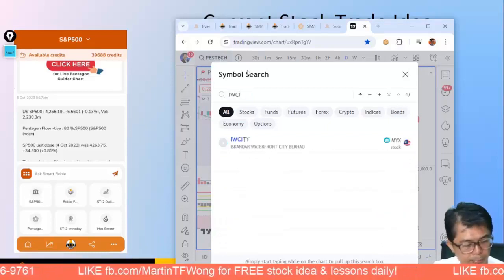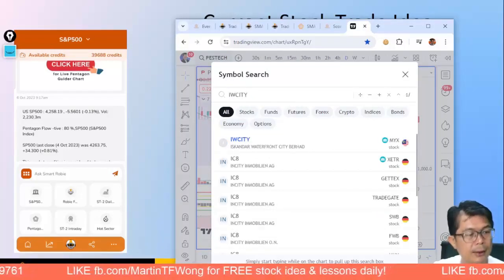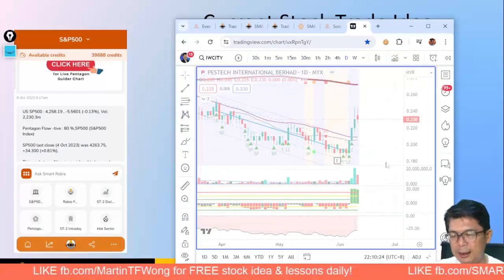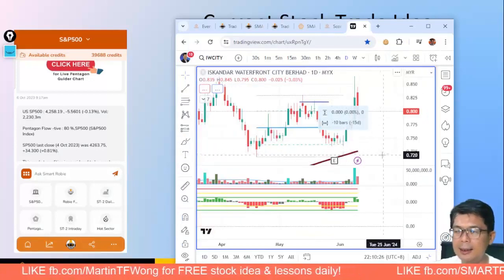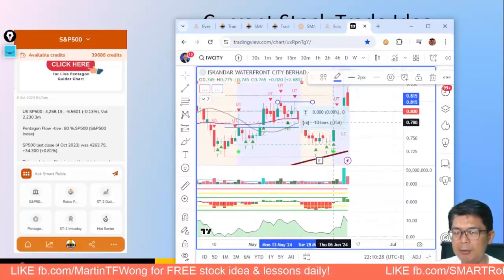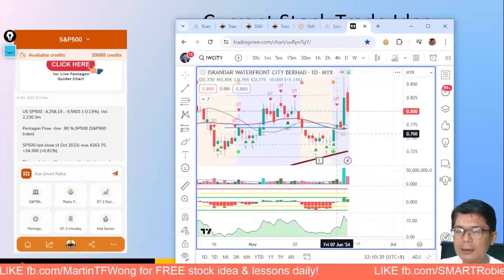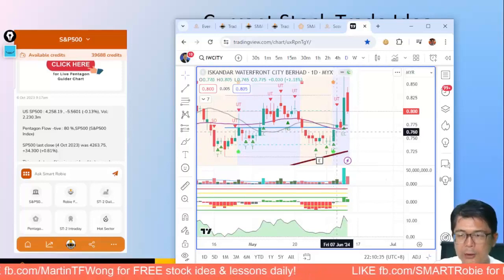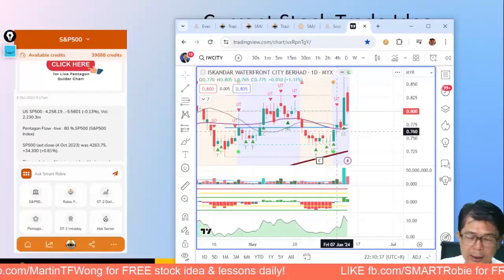IWCT. Second day, the open price. Yeah. So ST2 best stock. Okay. So you look at this next stock is Iskandar. IWCT. So why we say that is whenever they turn green Pentagon, that's the first one you want to go in. So that's what generally I go for, Pentagon Guider.